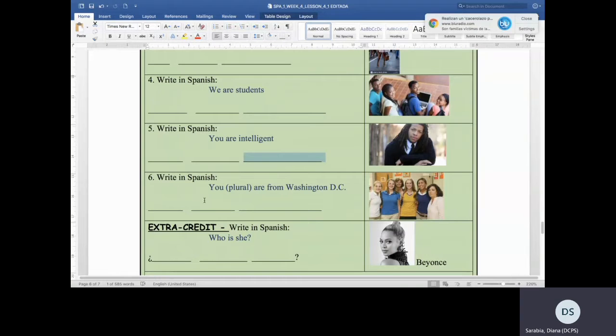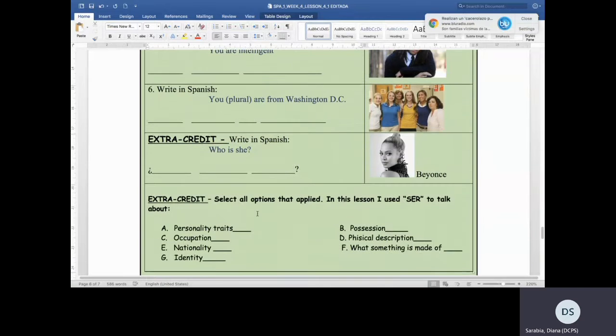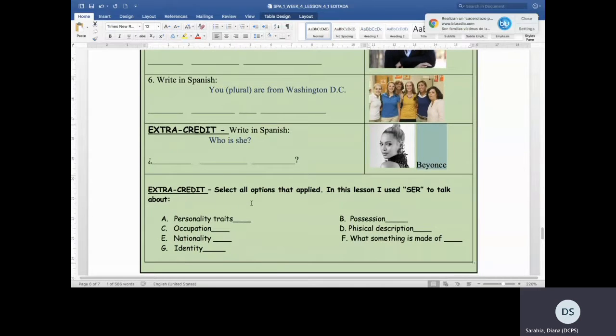It is the same one. You, plural, are from Washington. Actually, we need one more word here. From Washington. Okay. Extra credit points. Who is she? I give you the answer. Ella es Beyoncé.